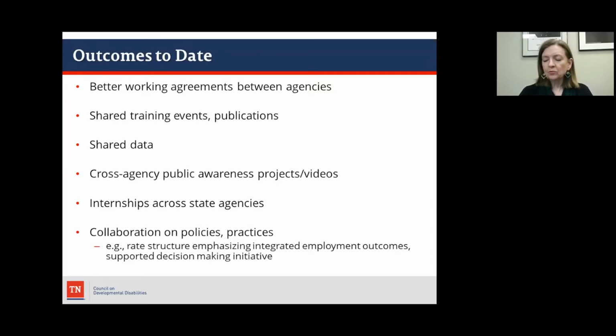One of the really exciting things that gets promoted on Roundtable is the idea of internships. So we're really recognizing the value of internships toward employment for people with intellectual and developmental disabilities. And in the past year, the council, almost by accident, discovered that the governor's office recruits two or three times a year for interns to work in the state capital.